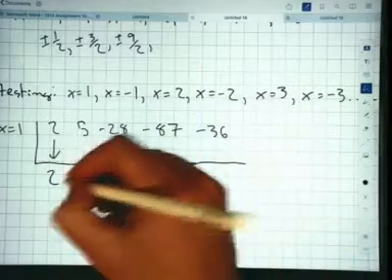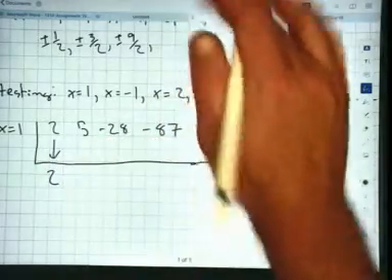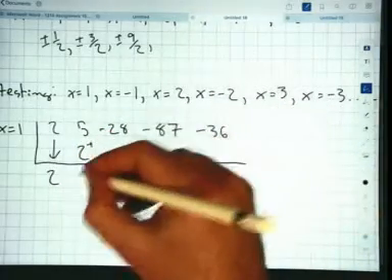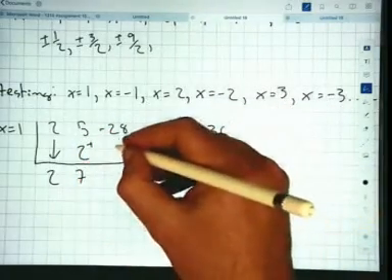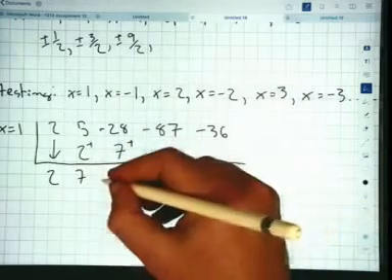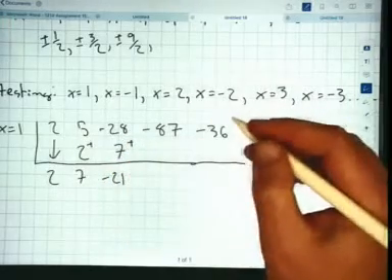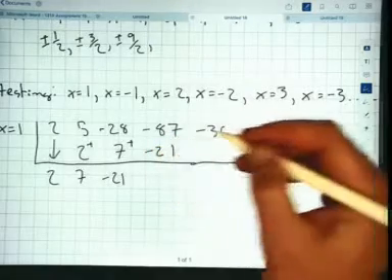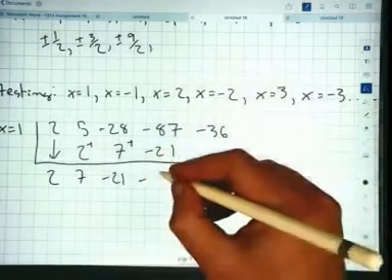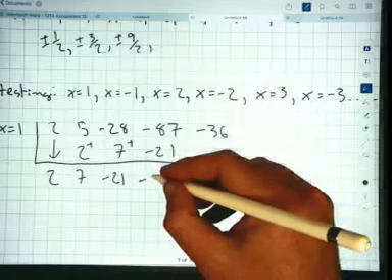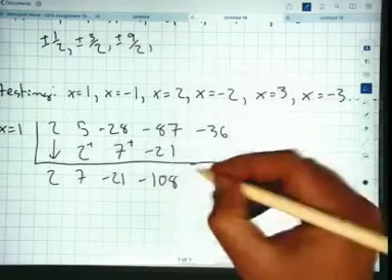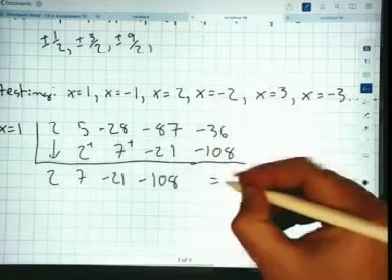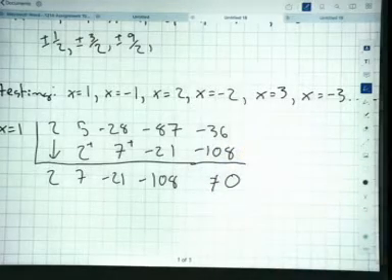Bring down the 2. 1 times 2 is 2. Add, you get 7. 1 times 7 is 7. Add, you get a negative 21. Times a negative 21 times what is a negative 21? I don't think I'm going to get there. That's going to be a 108. At this point, I don't even care. It's not 0.